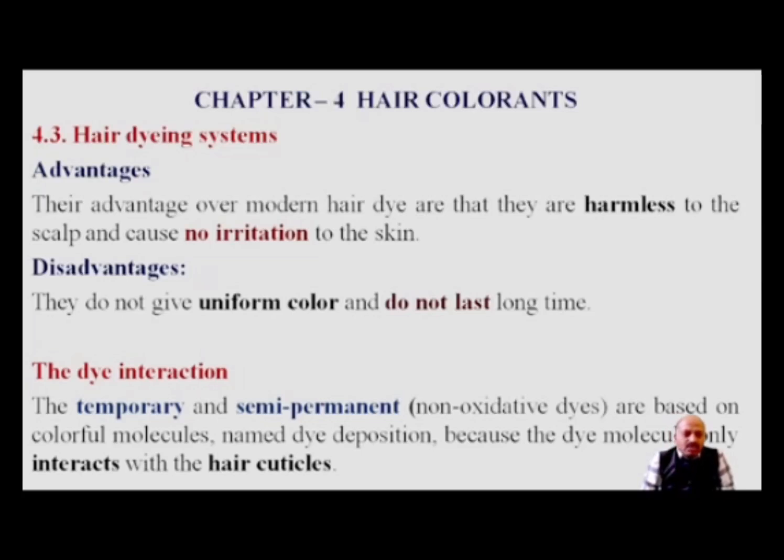And dye interaction. How the dye will interact: the temporary and the semi-permanent dyes, or non-oxidative dyes, are based on the colorful molecules, named dye deposition, because the dye molecule only interacts with the hair cuticles. So we can see the different dyeing systems we have seen in previous slides, temporary and semi-permanent. Temporary means lasting for some time. Semi-permanent means a shorter time. Both temporary and semi-permanent are non-oxidative dyes. Oxidative dyes are permanent. Because they are non-oxidative, they are not permanent.